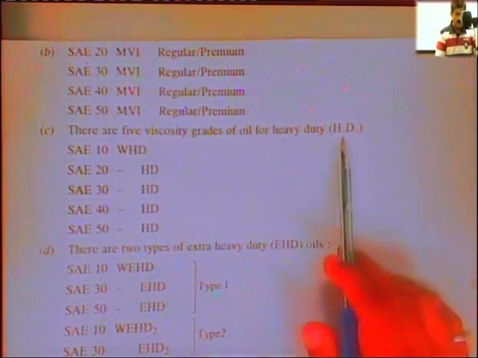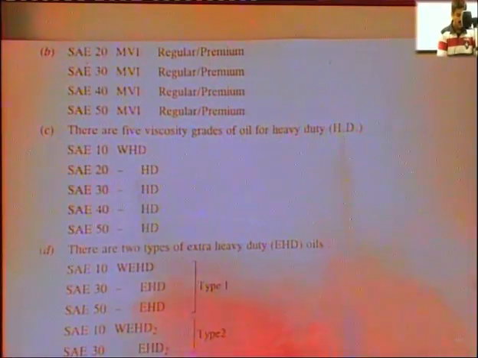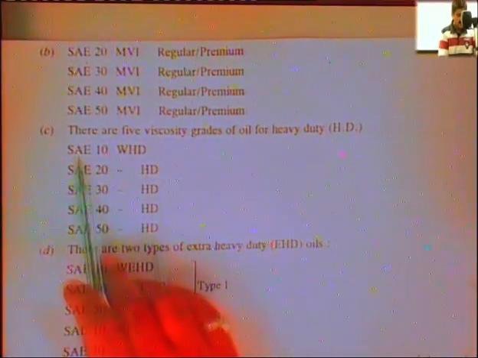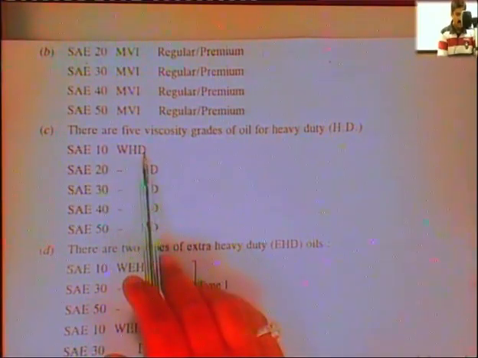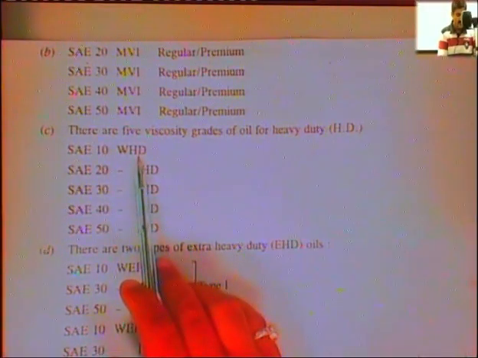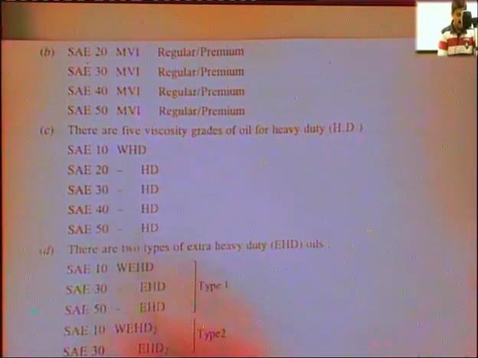Next are the oils for heavy duty. Under this we will use the suffix HD. Again, SAE 10 WHD indicates that this oil is of 10 grade and is suitable for heavy duty and is also suitable for winter season, and these oils are of heavy duty with different grades.